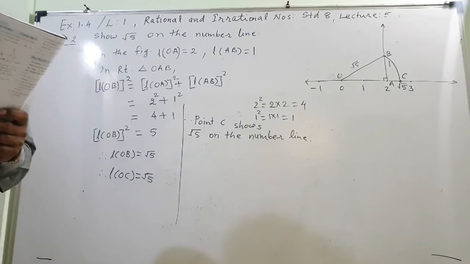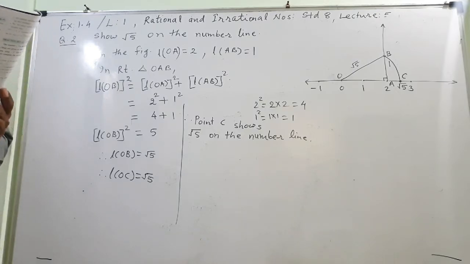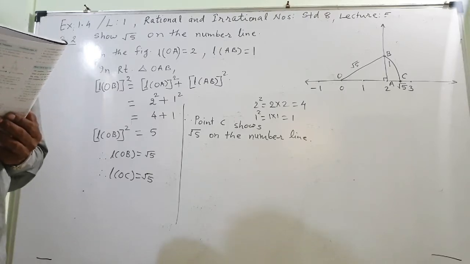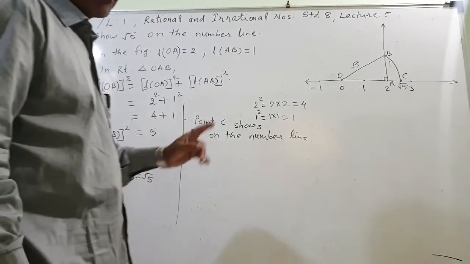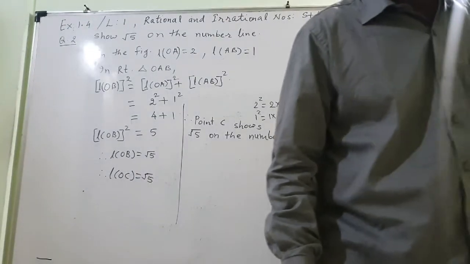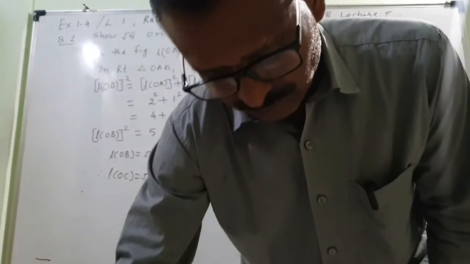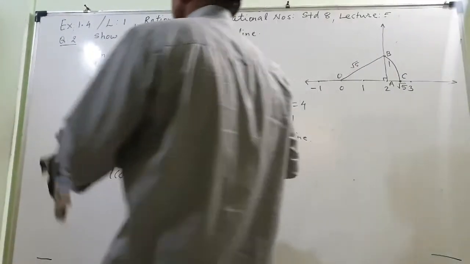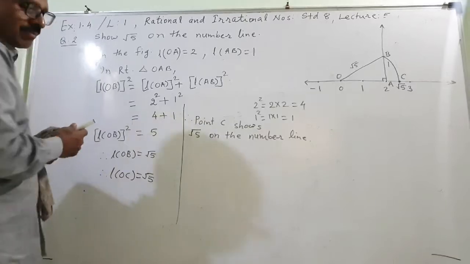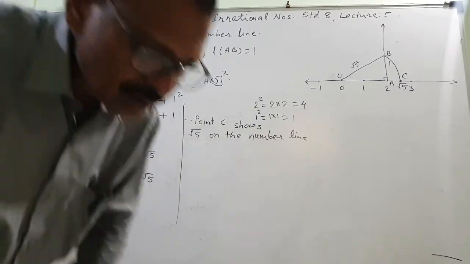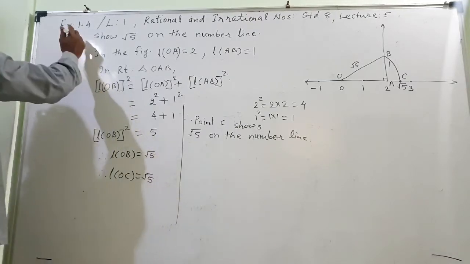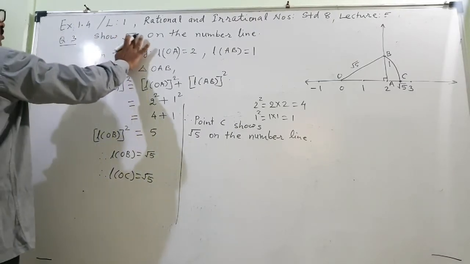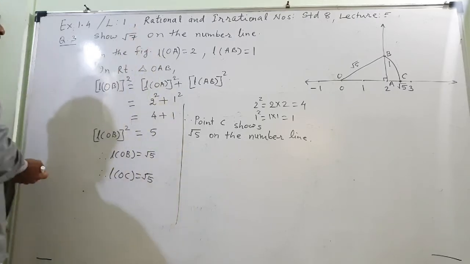I will take another example. Show root 7 on the number line. From this itself we have to go ahead. Question 3. Show root 7 on the number line.